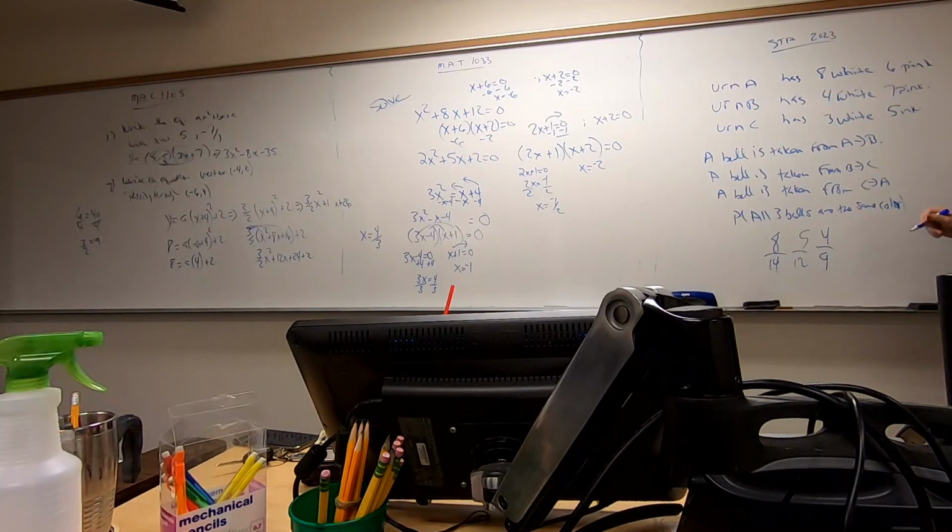Okay. Now, what's the probability to get pink? 6 out of 14. 8 out of 12. 6 out of 9.